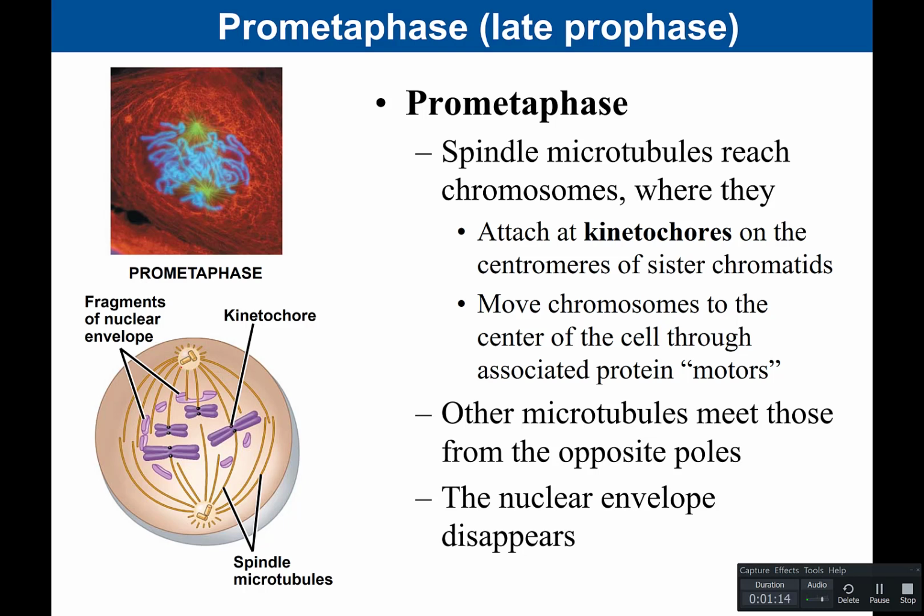And so these motor proteins will walk along the microtubules and carry the chromosomes with them. Other microtubules meet those from an opposite pole. We call those the non-kinetochore microtubules. So if you look at some of these other microtubules, these are our non-kinetochore microtubules. Their job is not to move the chromosomes, but instead to help elongate the cell.